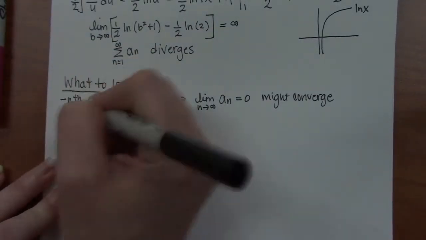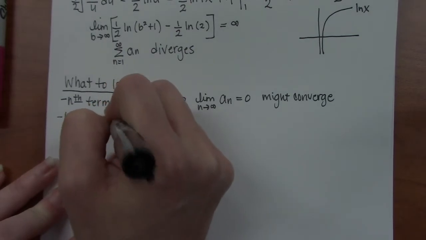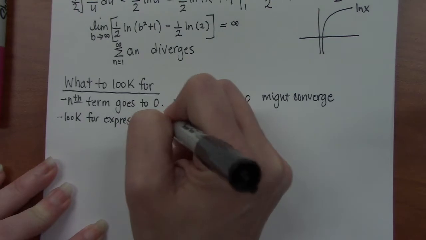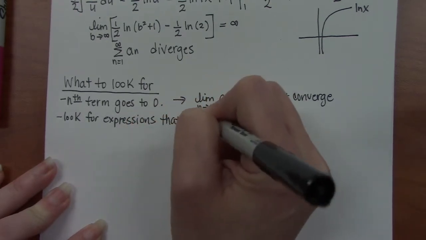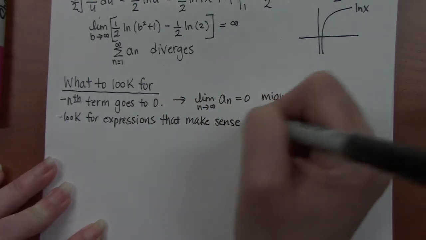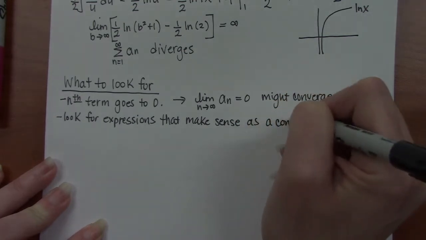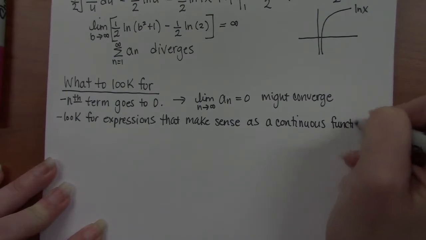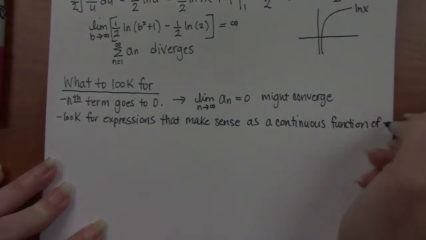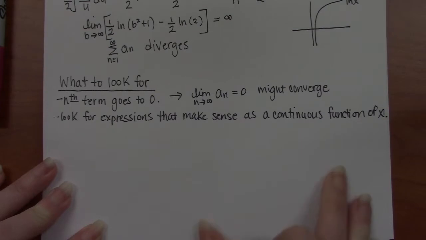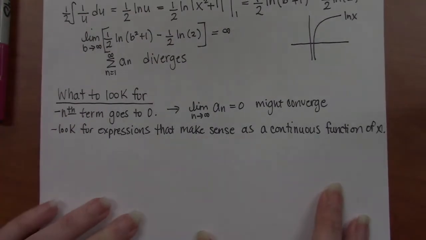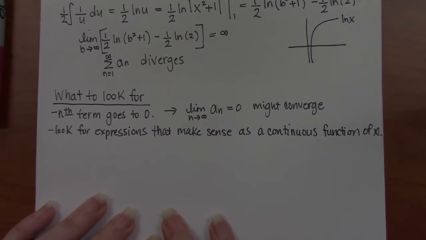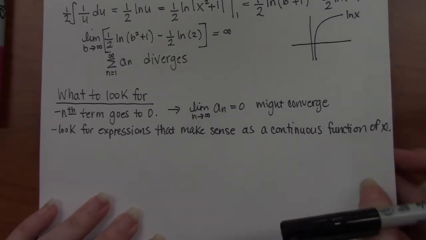Also, you want to look for expressions that make sense as a continuous function of x. So if you have any factorials, can't do it, right? You may want to make sure that it's something that can actually be rewritten as a continuous function.